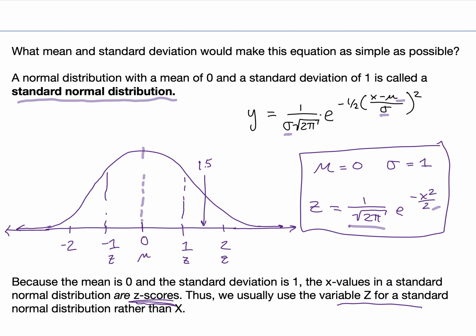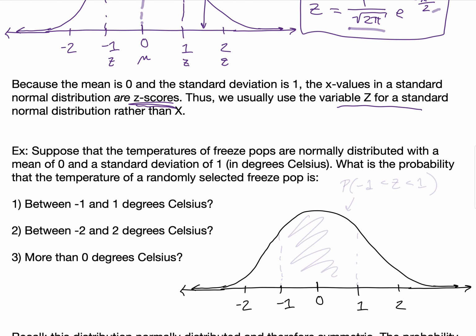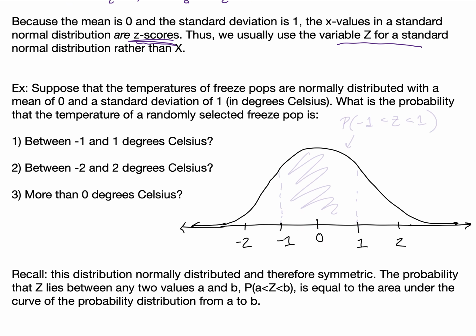So suppose, for example, that the temperatures of freeze pops are normally distributed with a mean of 0 degrees Celsius and a standard deviation of 1 degree Celsius. What is the probability then that the temperature of a randomly selected freeze pop is between -1 and 1 degree Celsius, between -2 and 2 degrees Celsius, and more than 0 degrees Celsius?